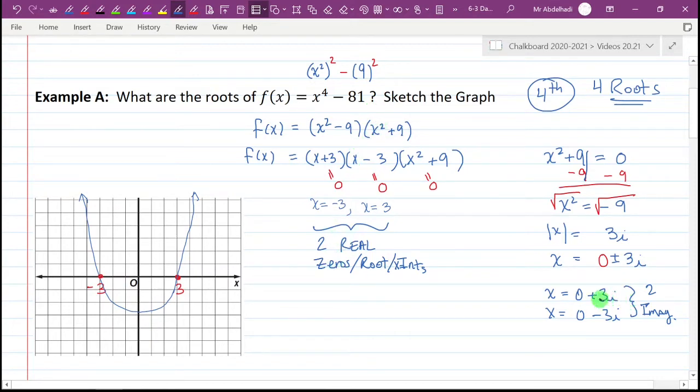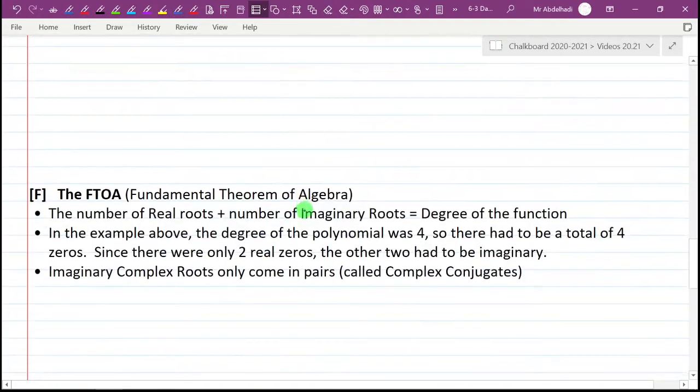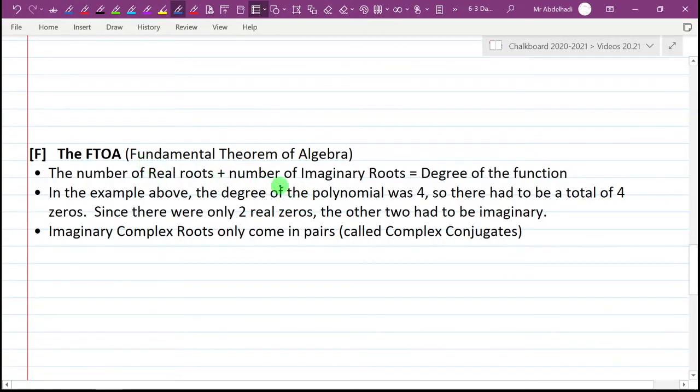And if you want to see what the imaginary roots are, take the unfactorable factor. Like this factor right here cannot be completely factored because you can't factor x squared plus 9. And you can set it equal to 0 and solve it, and you will see the imaginary roots right there. Okay, so the idea today is something called the fundamental theorem of algebra, which basically says that if you have a function of a certain degree, like in this case it was degree 4, if you have a 4th degree function, you should have 4 total roots. However, not all of them are necessarily real, right? Some of them might be imaginary.